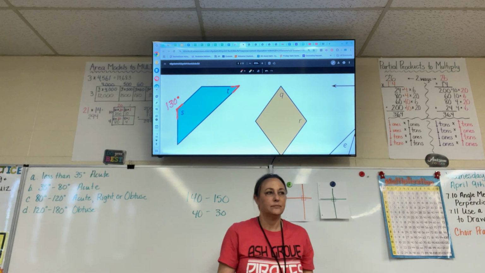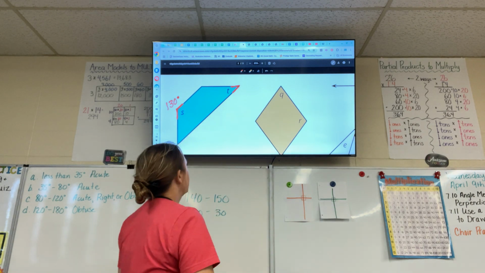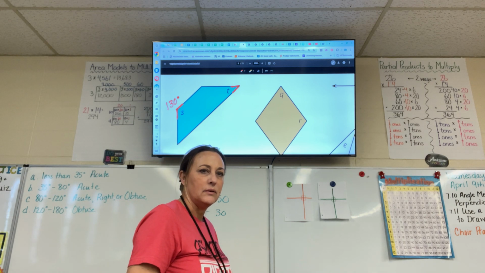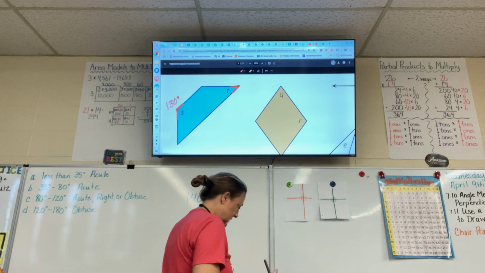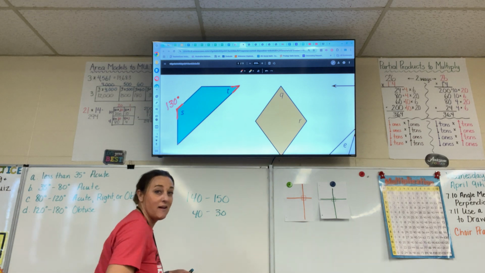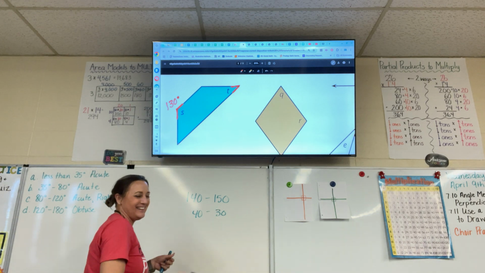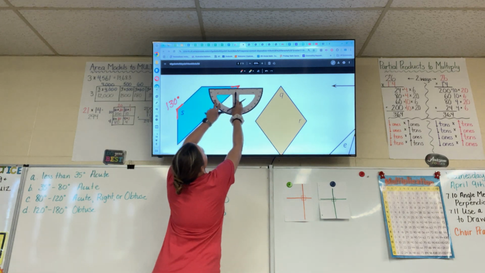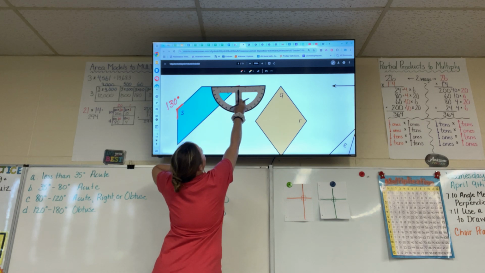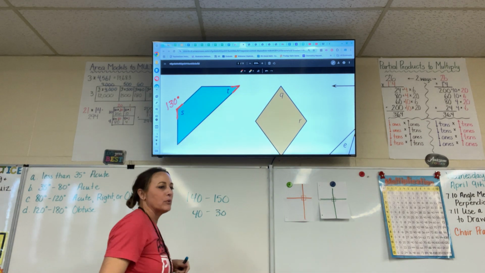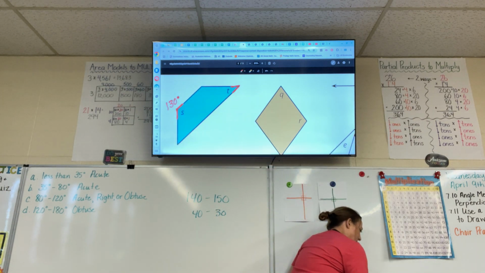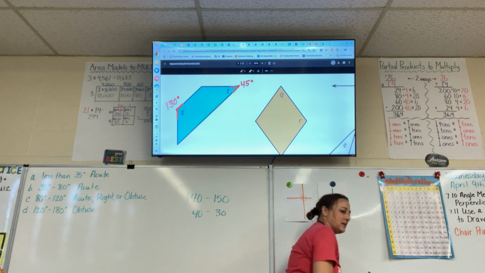Now what kind of angle is T? Obtuse. Acute. Jackson? Acute. That's a little tiny angle that's barely open. Here we go. So this one is pointing between 40 and 50. What number's between 40 and 50? 45. 45 degrees.